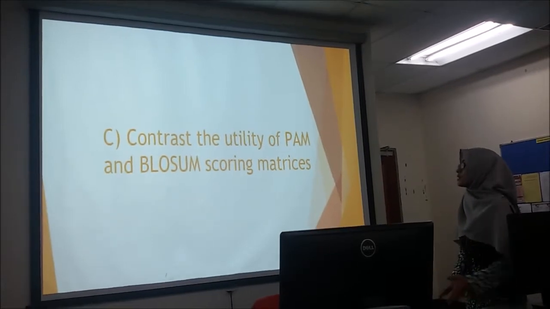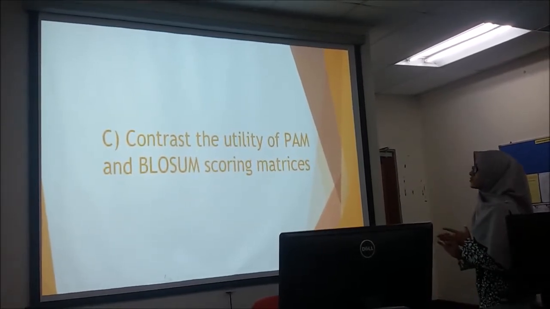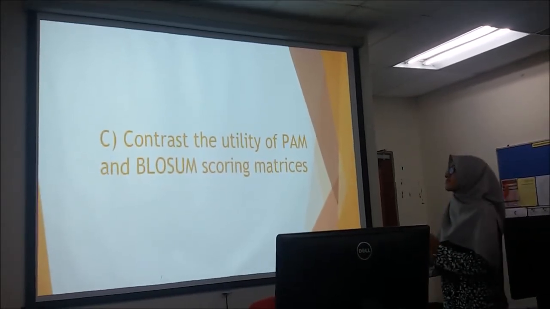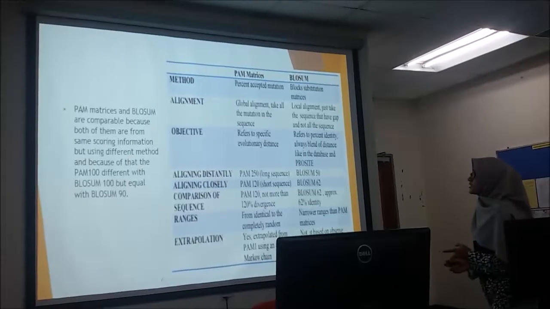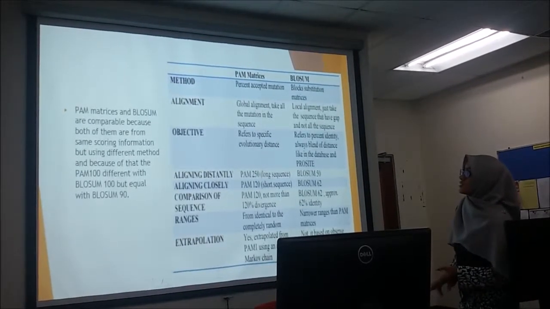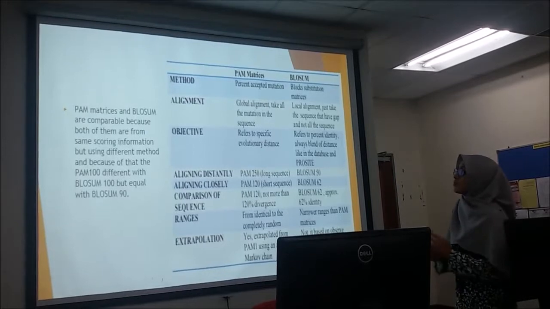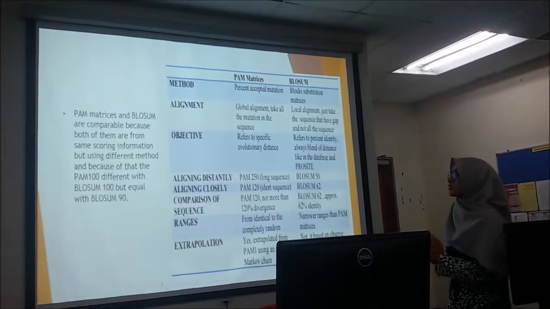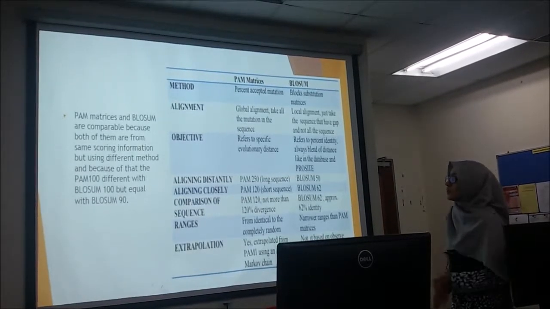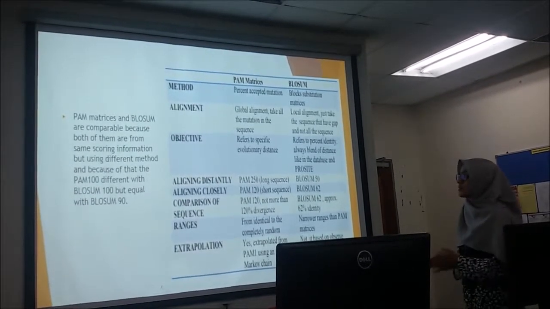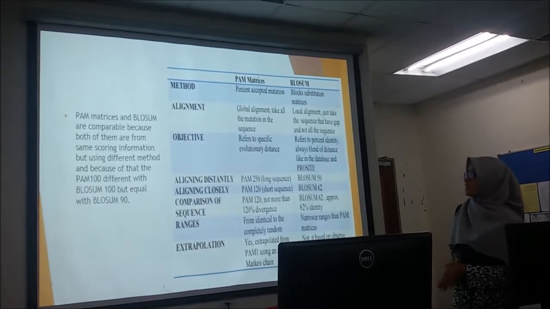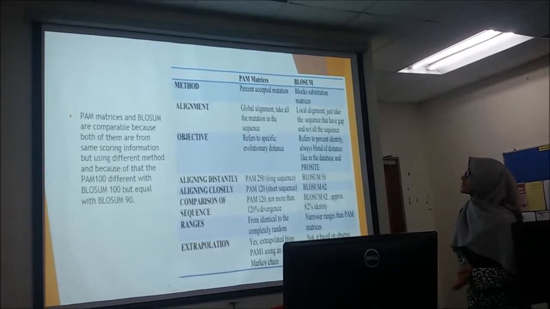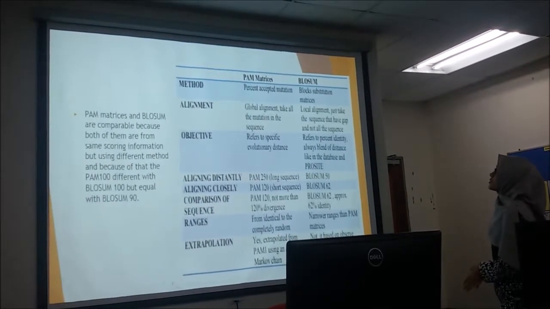So the third part of the presentation is to contrast the utility of PAM and BLOSUM scoring matrices. As you can see in the table here, PAM matrices and BLOSUM are comparable because both are scoring information but using different methods. Because of that, PAM 100 is different from BLOSUM 100 but equal to BLOSUM 90. So there are 1, 2, 3, 4, 5, 6, 7, 8 comparisons for PAM matrices and BLOSUM.